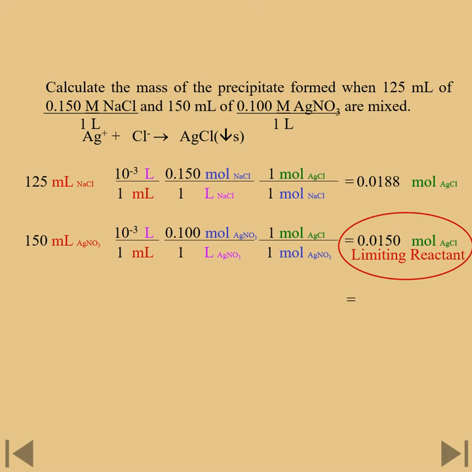And so if you had already gone to grams, you'd be done, but obviously I didn't. So I'm going to have to take that moles that we just calculated, and using the molar mass of silver chloride, go to grams. And the sum of silver's molar mass and chlorine's molar mass is 143.4 grams per each mole. And I come up with 2.15 grams of the silver chloride.